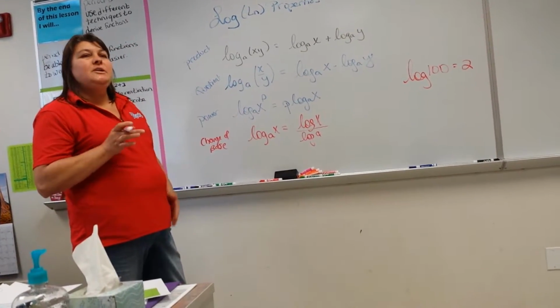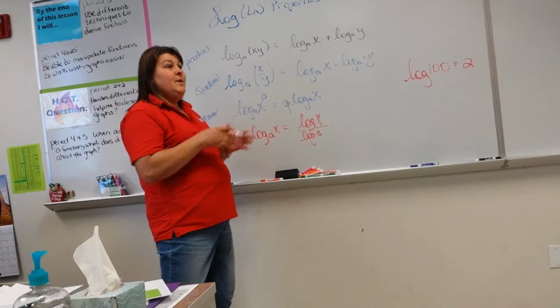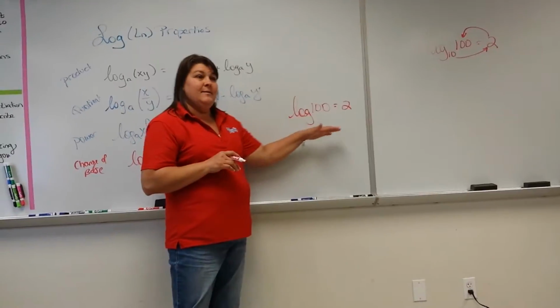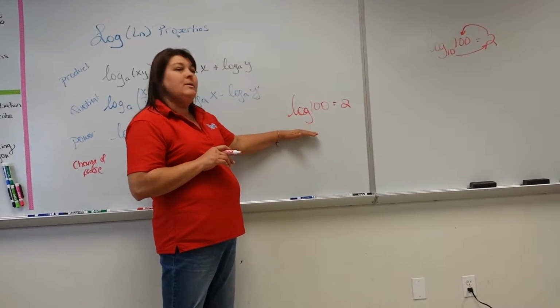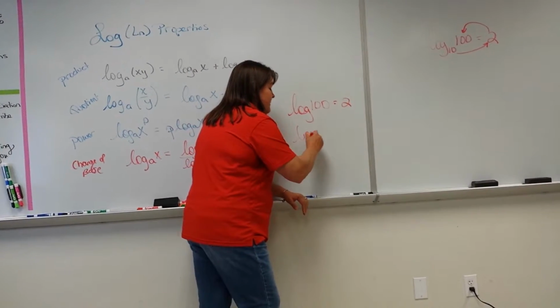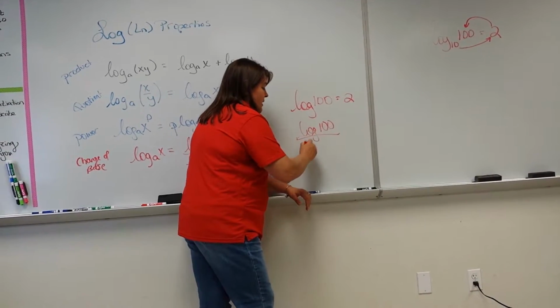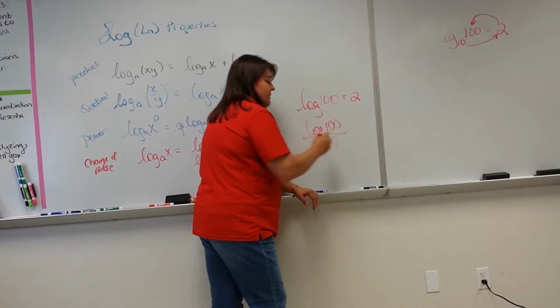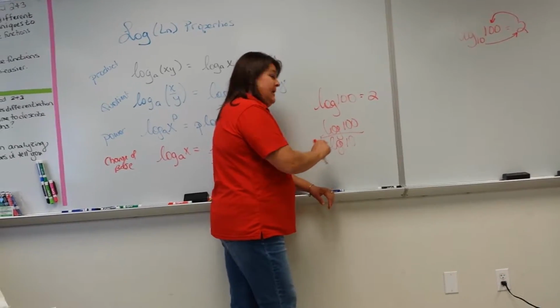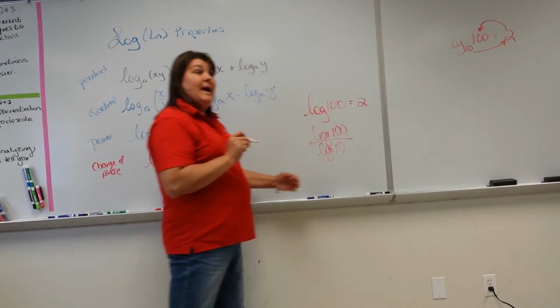Now, here's the question we have. Let's go to one that we know the answer to. Remember it was 2. Let's do change of base for a moment. How would we rewrite this as a change of base? So it'd be log of what? 100 over log of 10. Now plug that in your calculator. Do log of 100 divided by log of 10 and see what you get.